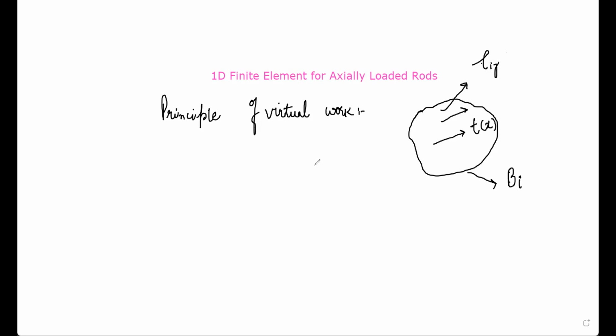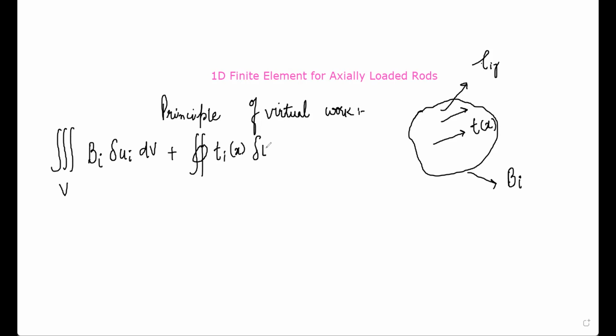And when we write the principle of virtual work for any elastically deformable body, we write first of all the virtual work done by the body forces, that is Bi, the virtual displacement, that is del ui dV, because body forces are expressed per unit volume, so we'll be writing it in the form of a volume integral, plus the work done by the traction forces, which are expressed per unit area, so that will be Ti, which is a function of x, and the virtual displacement, that is del u, and dS.